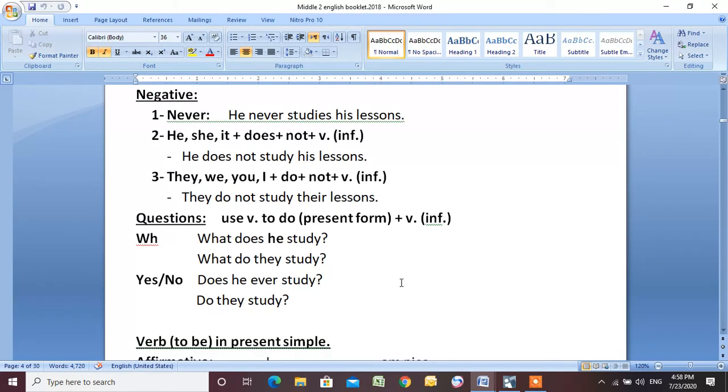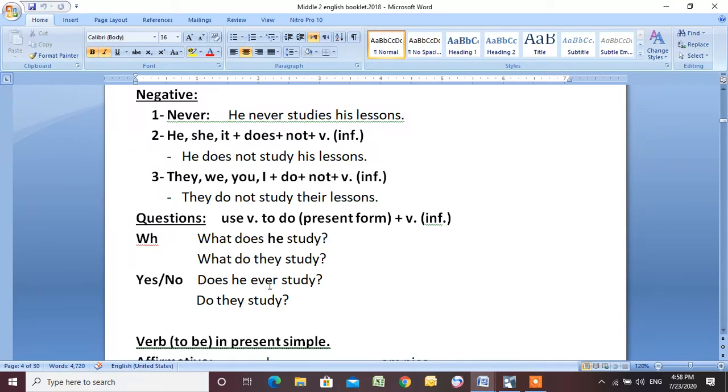How can we form the questions? Of course, again, you have to use verb to do in the present form, and again, you have to put the verb in the infinitive. So, for example, if you wanted to form a WH question, what does he study? You put does because you have he, and you put the verb in the infinitive. What do they study? Yes, no questions.